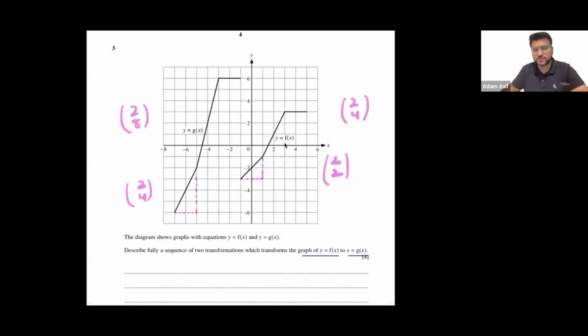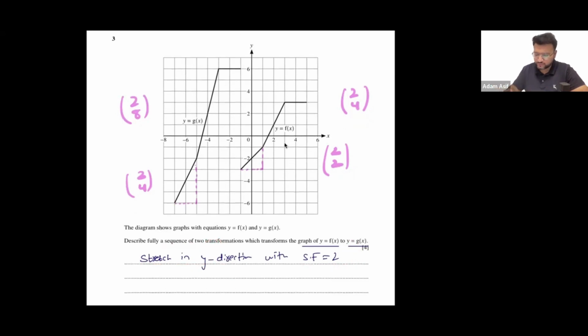So the first transformation is a vertical stretch in the y direction with a stretch factor of 2. You need to describe fully a sequence of two transformations. When you write stretch in the y direction, you get 1 mark, and for describing it with the factor, you get the other mark.